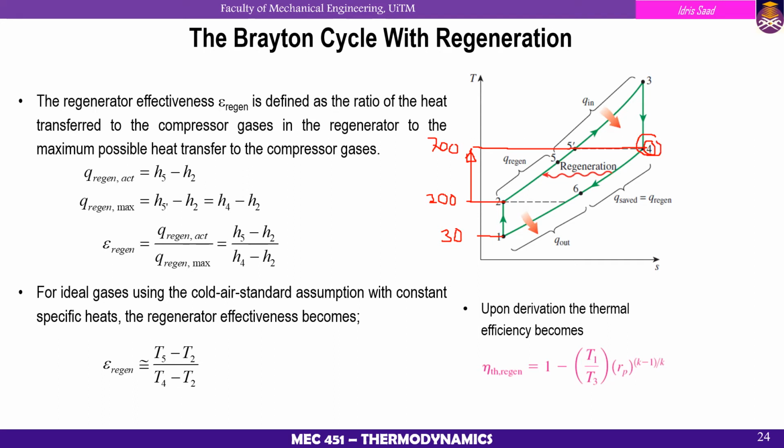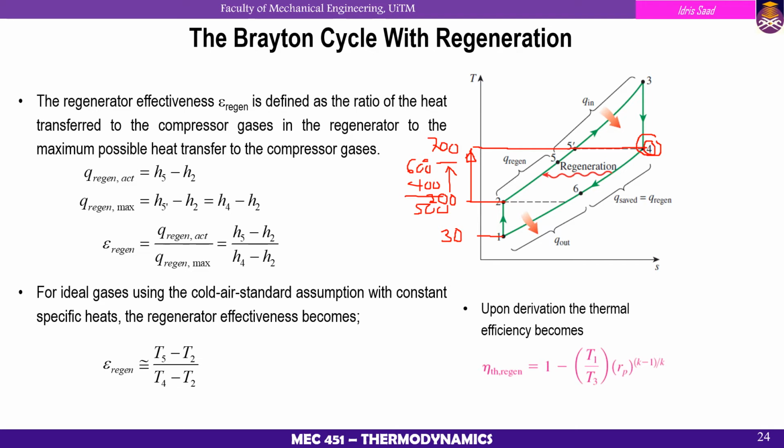However, obviously, during the heat transfer process, we cannot get 100%. So we only get part of it. Maybe we can get 600 degrees Celsius only. So now what we have is we can save 400 degrees Celsius here. So this 400 degrees Celsius divided by the maximum possibility, which is 500, is what we call the effectiveness of the regeneration.